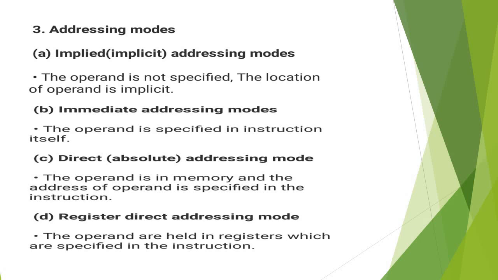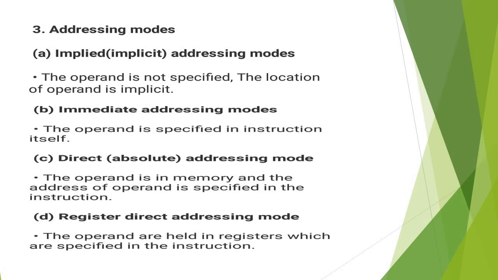Addressing modes are implied or implicit addressing modes. The operand is not specified. The location of operand is implicit. Next point is the immediate addressing mode. The operand is specified in the instruction itself. Third one is direct, also called an absolute addressing mode. The operand is in the memory and the address of operand is specified in the instruction.